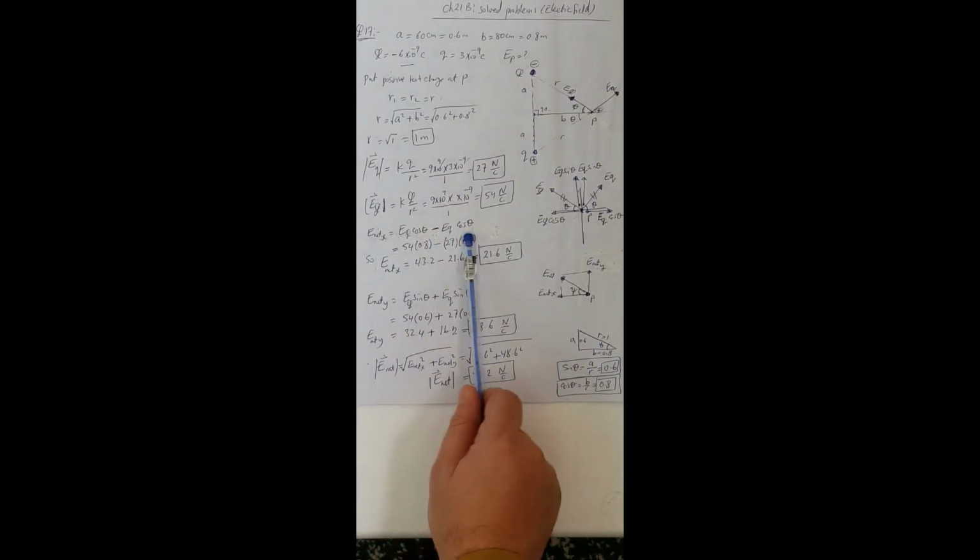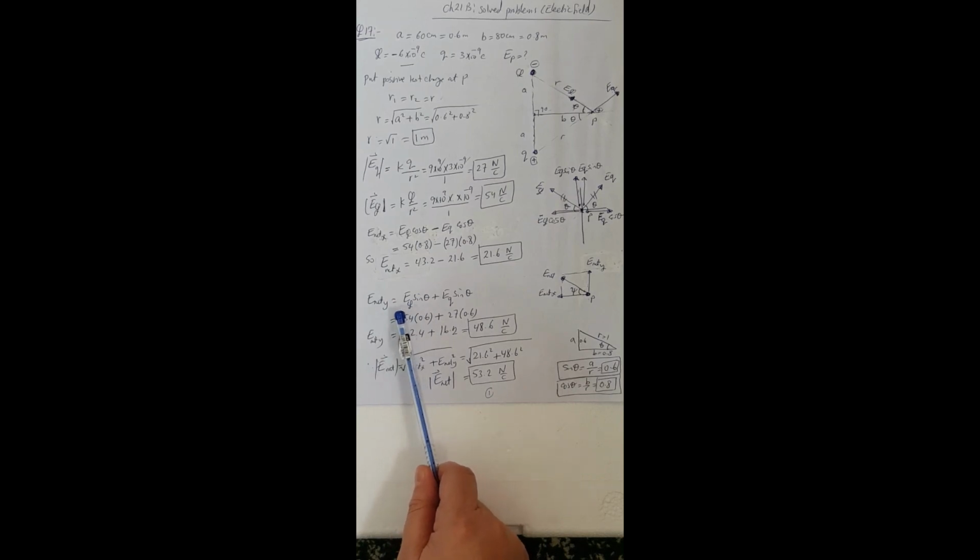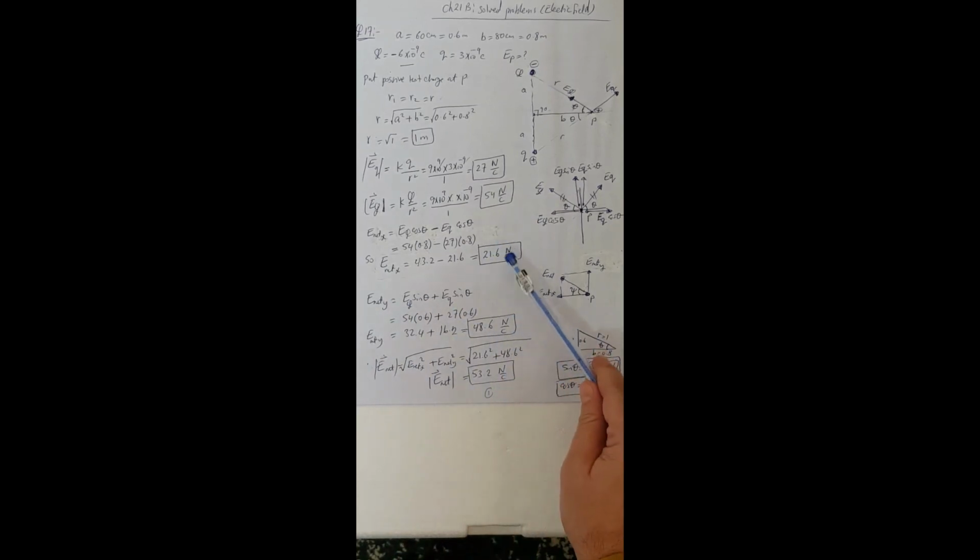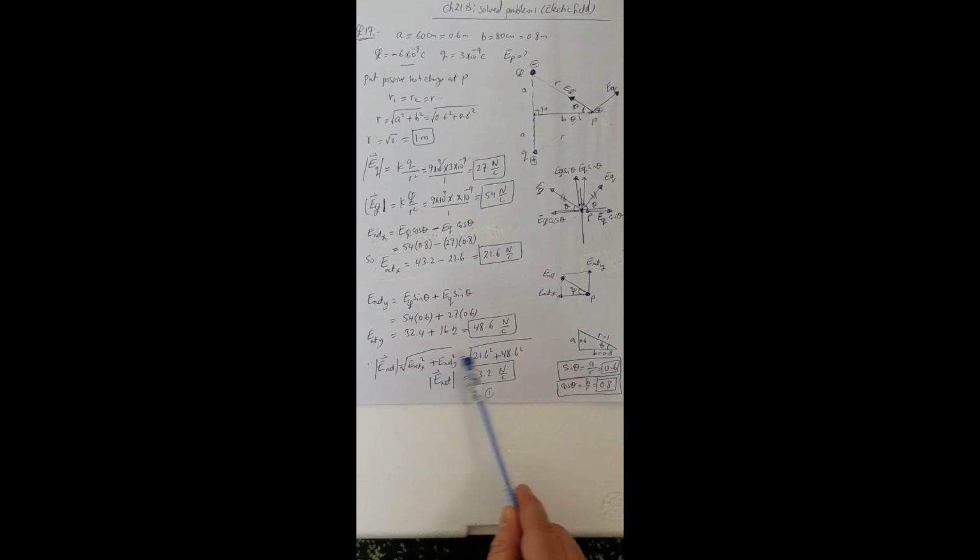Of the question. You can find, of course, the sine theta and cosine theta, or you just have to find the theta once, and then you can find the components. So you have the E net x subtraction, E net y you add them, you get E net x and E net y, and then the Pythagorean theorem gives you the total electric field.